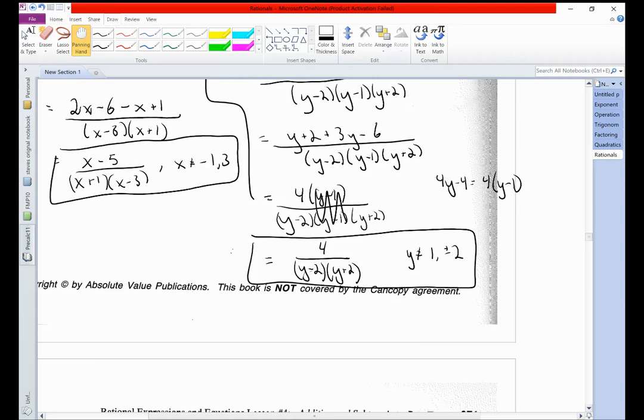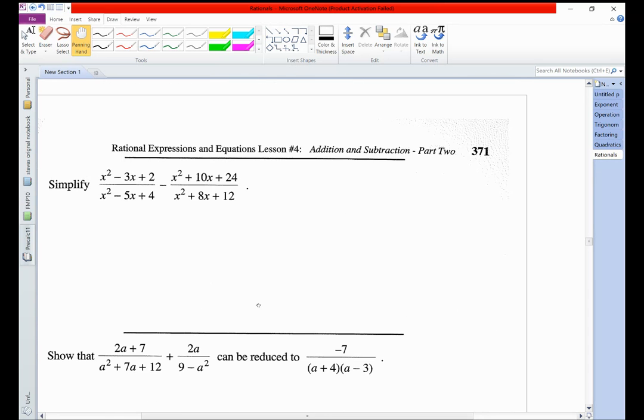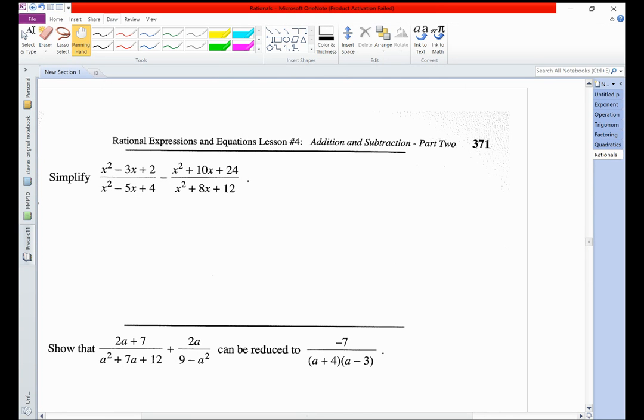I'm going to do one more example. It's a pretty big one. It's a ton of factoring, but that's okay. So you see here we have a trinomial divided by a trinomial minus a trinomial divided by a trinomial. So we actually want to factor all 4 of those trinomials. I know, crazy, right? So let's do this one at a time.